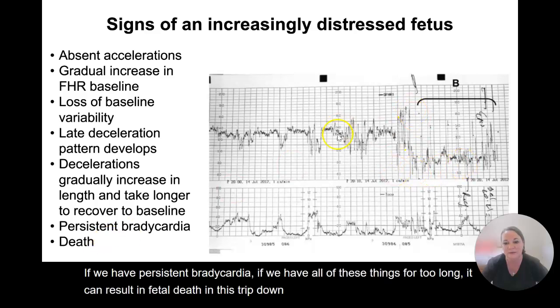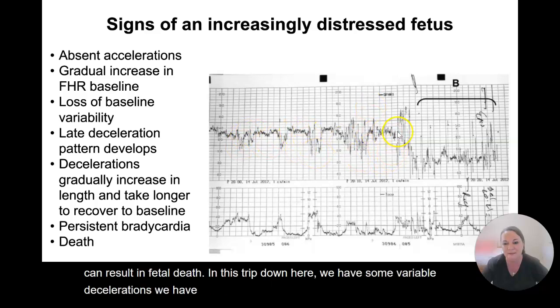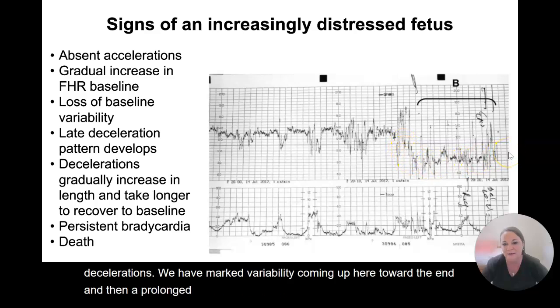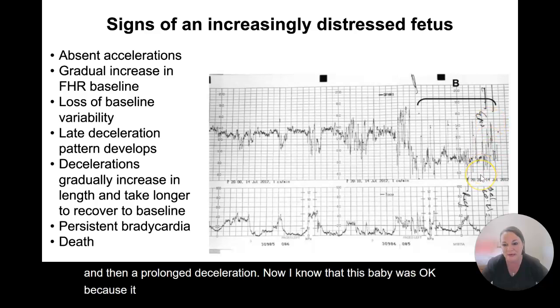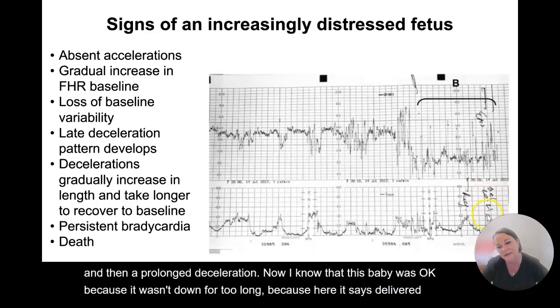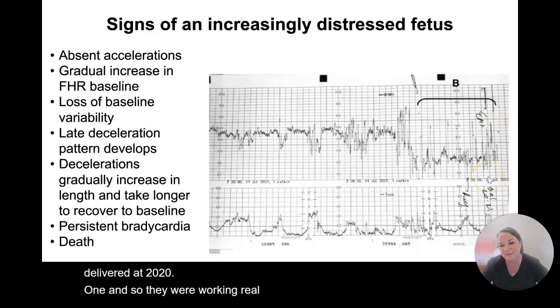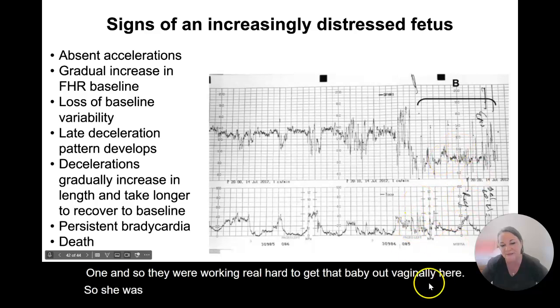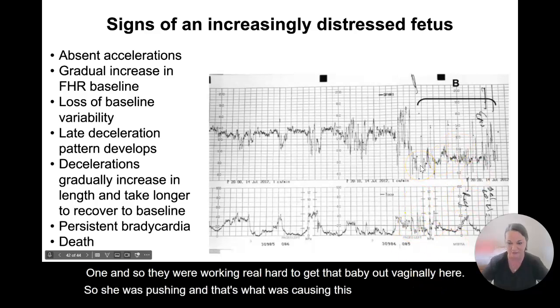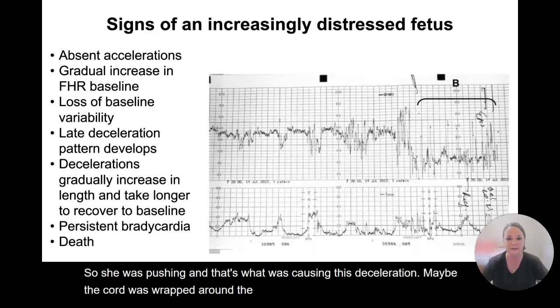On the strip down here, we have some variable decelerations. We have marked variability coming up toward the end, and then a prolonged deceleration. Now, I know that this baby was okay because it wasn't down for too long, because here it says delivered. She delivered at 2021. They were working real hard to get that baby out vaginally here. So she was pushing, and that's what was causing this deceleration. Maybe the cord was wrapped around the neck or something like that.